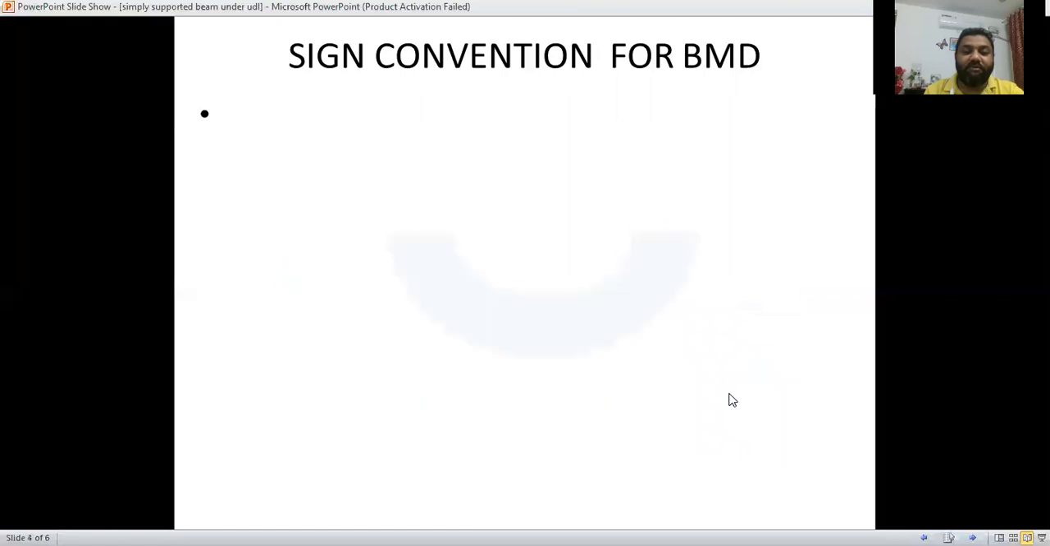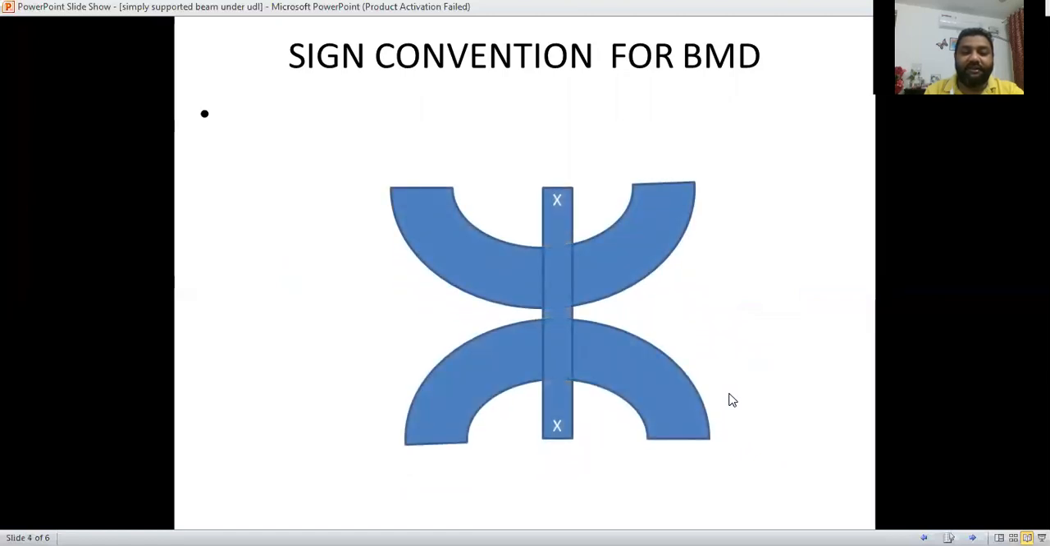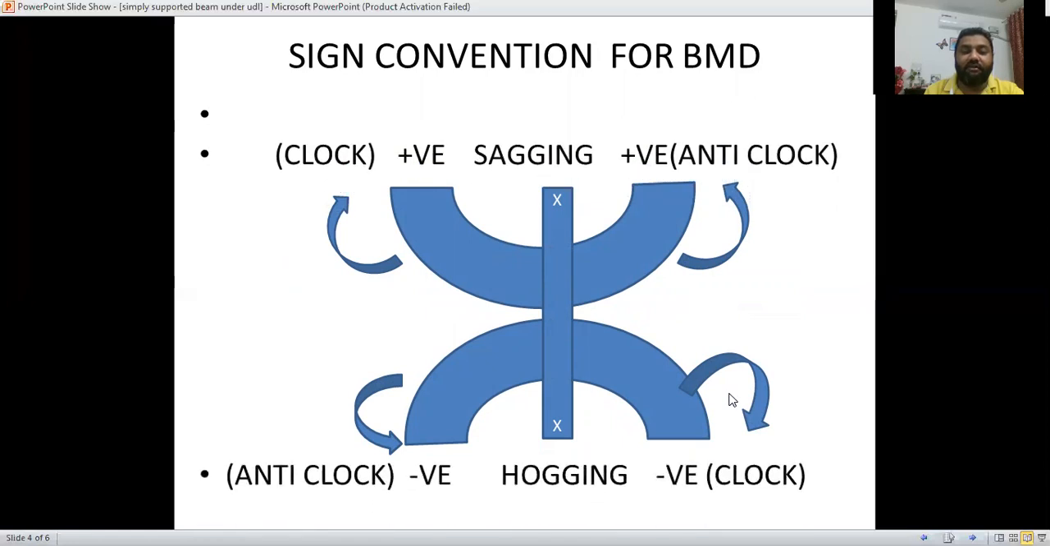Sign convention for the bending moment diagram. This is a sagging moment, this is a hogging moment, and this is the section. At the right or left of the section, there are clockwise and anti-clockwise moments. The convention we will take: if on the right side it is anti-clockwise, we take it as positive. If on the right side it is clockwise, we take it as a negative moment. The opposite applies on the left side of the section.